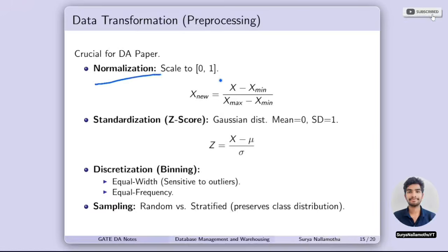First, normalization. We need to scale the data into 0 to 1 by applying this formula. The formula is x new equals (x minus x min) divided by (x max minus x min). We need to apply this formula in this case.